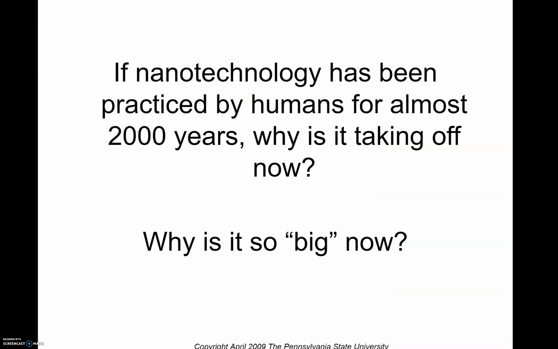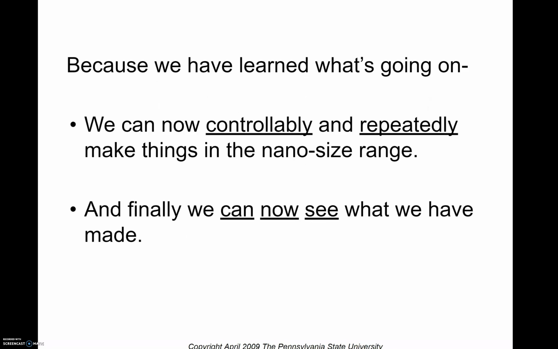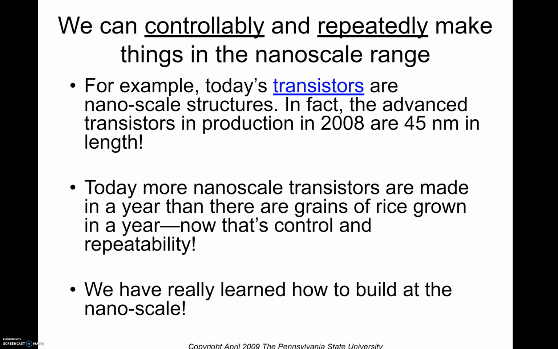Okay, so if nanotechnology has been practiced really by humans for almost 2,000 years, why is it such a big deal now? And that's because we've learned what's going on. We still have a lot more to learn, but we're learning what's going on. We can controllably and repeatedly make things in the nano size range. We could use those unique properties to our advantage, and we can see what we've made. Important is that we can controllably and repeatably make things in the nanoscale range.